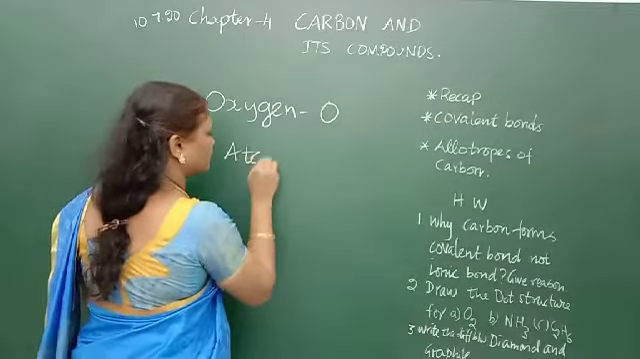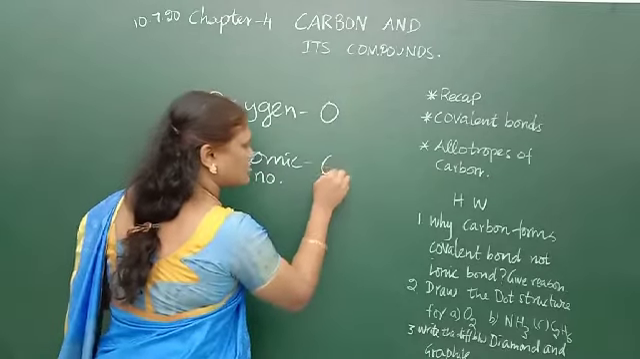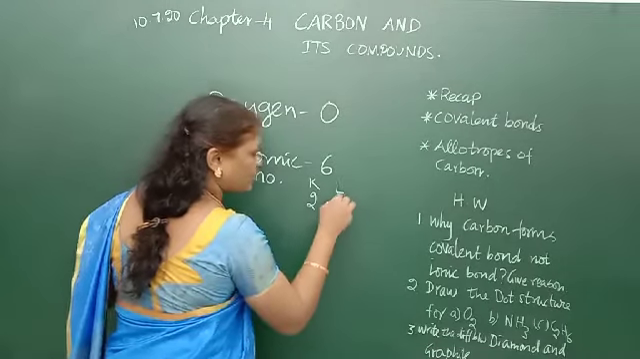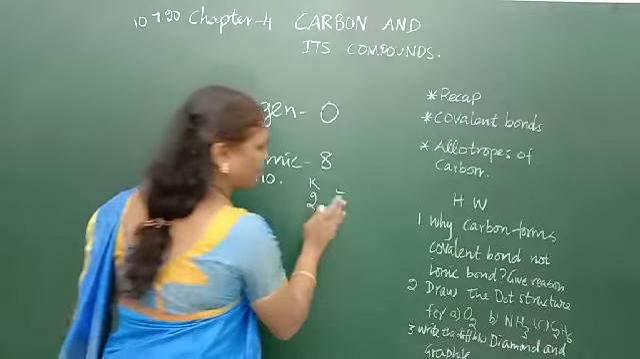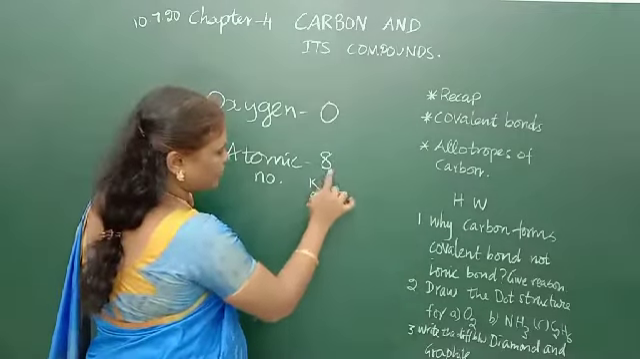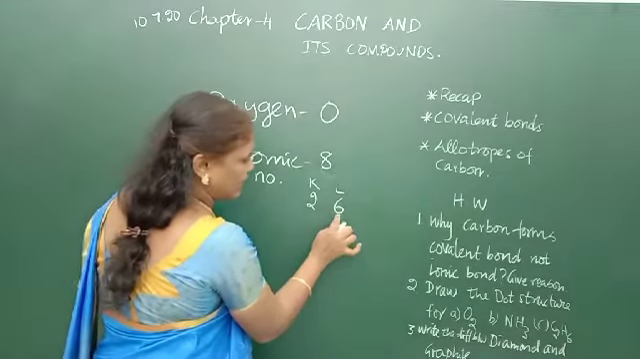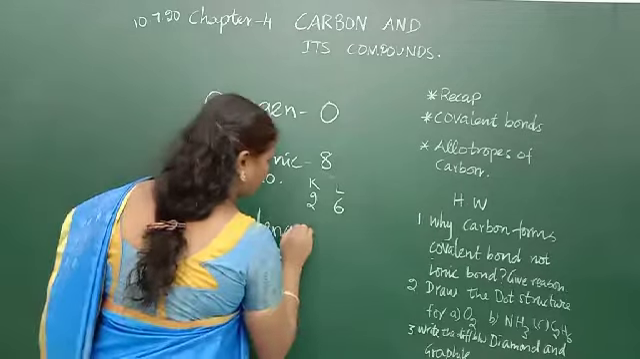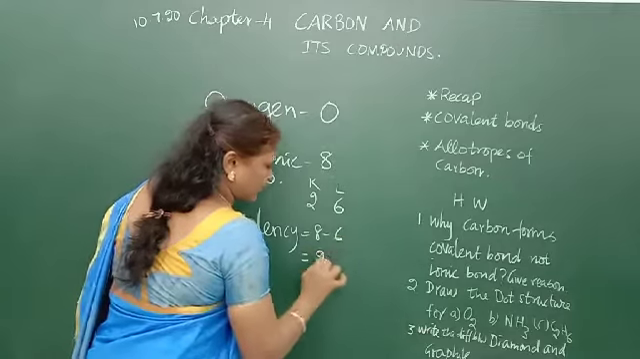Atomic number is what? Atomic number is 6. How will the electrons be split? K shell to L shell. Sorry. The atomic number is 8. Okay, they have the outermost shell 6. Okay, and what will be the number of electrons in the outermost shell? It has 6, and the valency will be, what is the valency? How can we determine it? So 8 minus 6, the valency is 2.